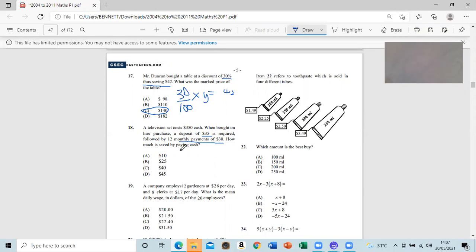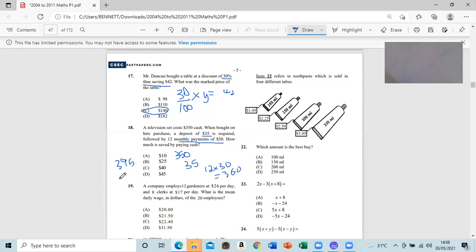So we know the cash price is $350, so put that one side. We don't have to do that, it's for rich people. Poor people like Mr. Bennett go so: you pay $35, and for 12 months, $30. So 12 times 30 gives us what? 360, right? So 360 plus the 35 comes up to 395.